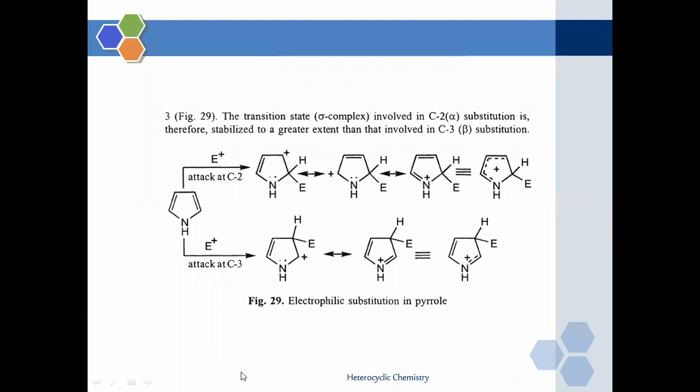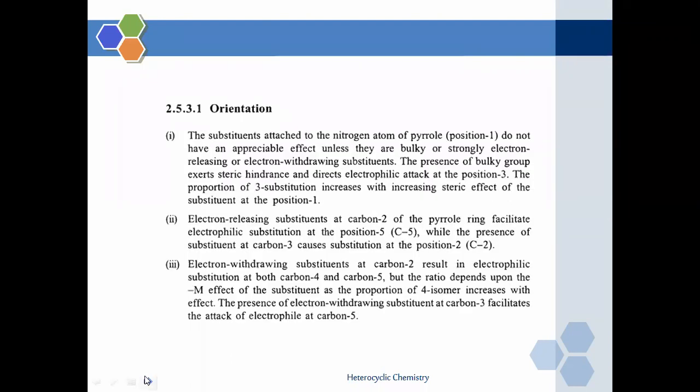So this is understood to everybody. In the majority of cases, the substitution happens at the 2nd position. But if we have substituted any electron releasing or electron withdrawing functional group at carbon number 1 position, then due to the bulkier nature of that functional group at carbon number 1 position, the substitution will happen at the 3rd position.